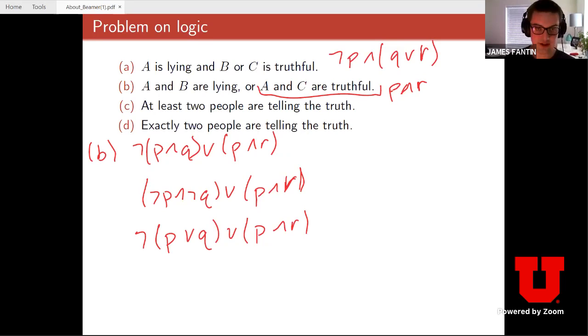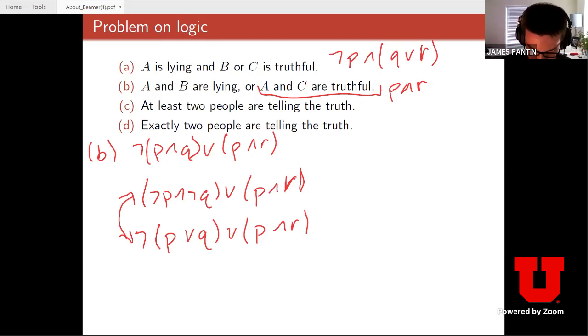The trick here is that it may be easy to say that if A and B are lying, then that just means that it's not true that A and B are telling the truth. But, okay, we've got Brendan and some other people. Yeah, so these two here are correct. These two statements here are equivalent. And you are right, you can use De Morgan to get between them.